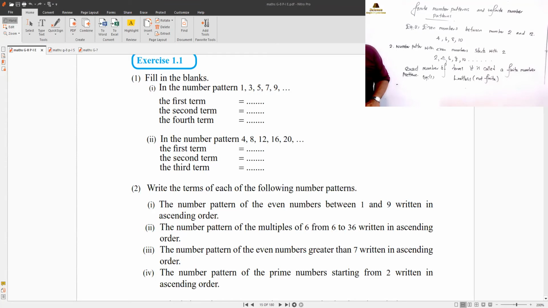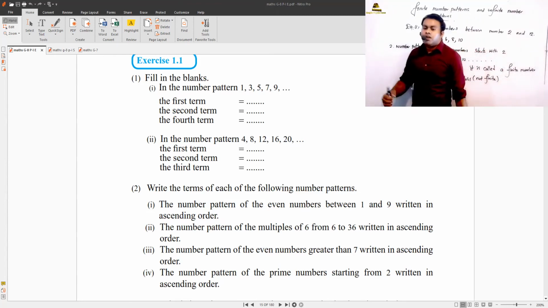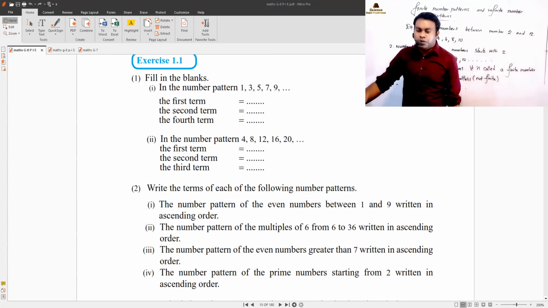Did I send you the PDF, children? It isn't there? So I'll send you. Yes, first one, exercise 1.1. Fill in the blanks. You have been given a number pattern. Okay, the first term, what's that? Simple. 1. The second term 3, fourth term 7.